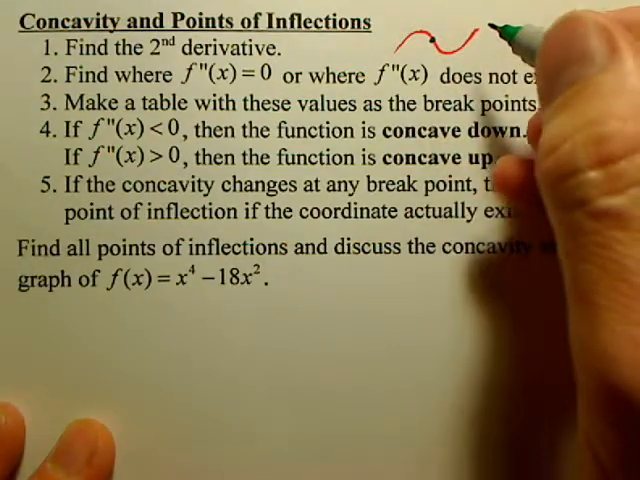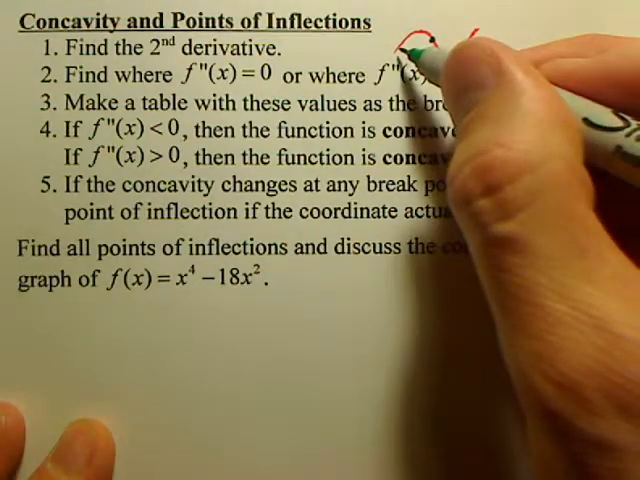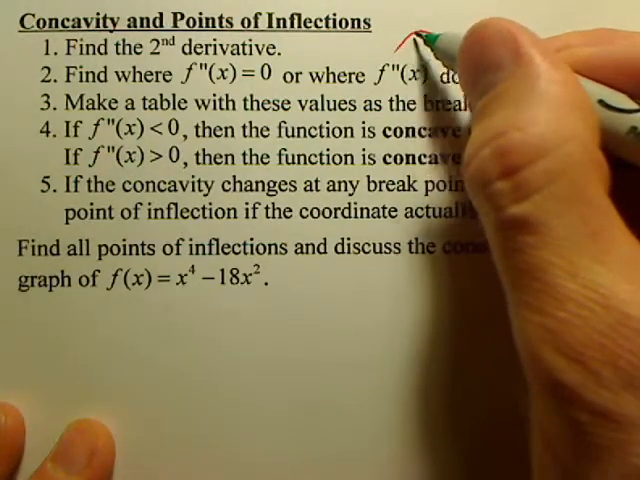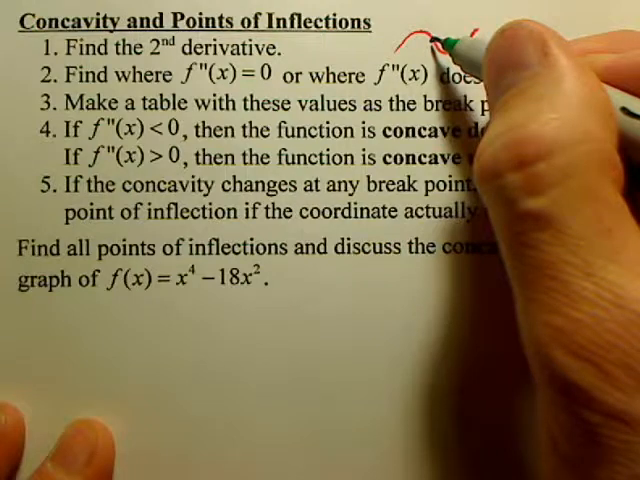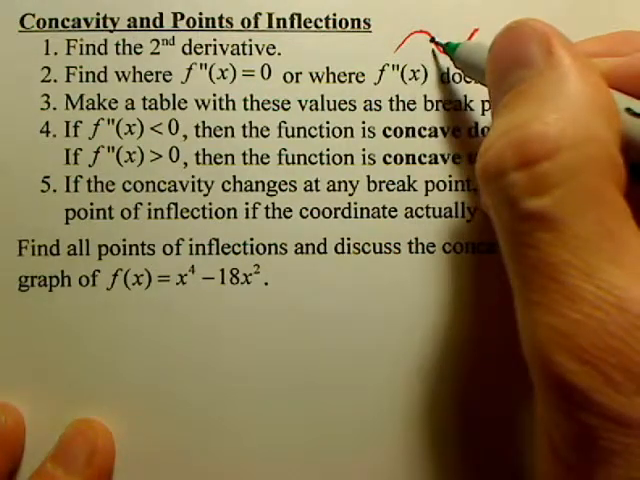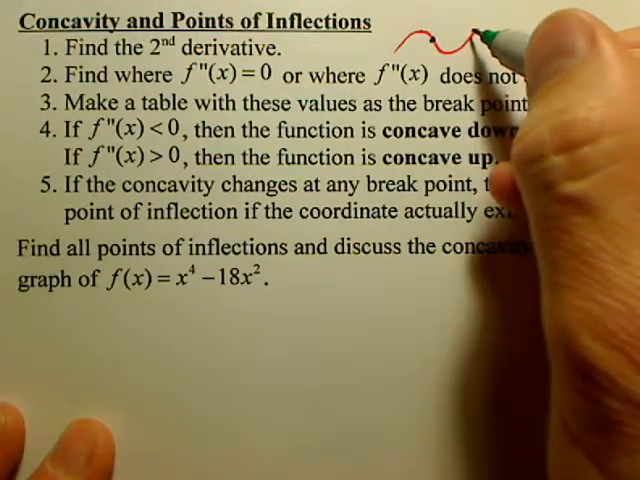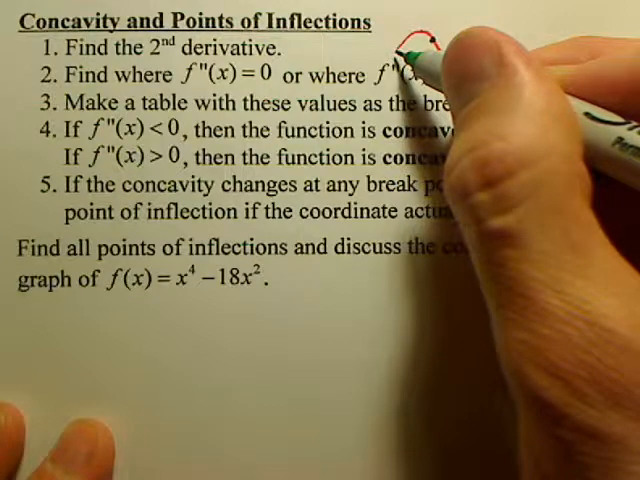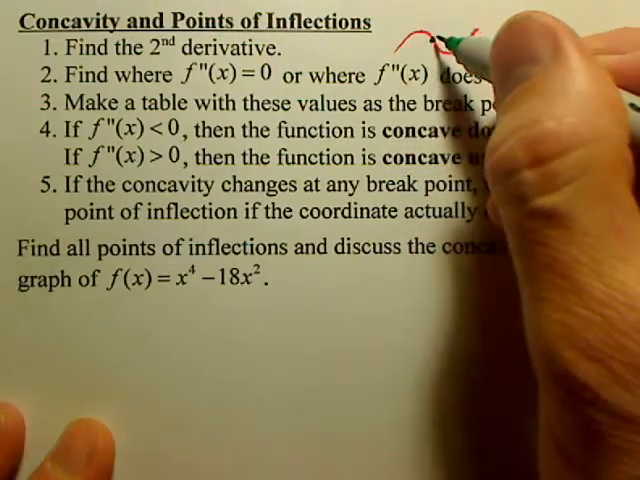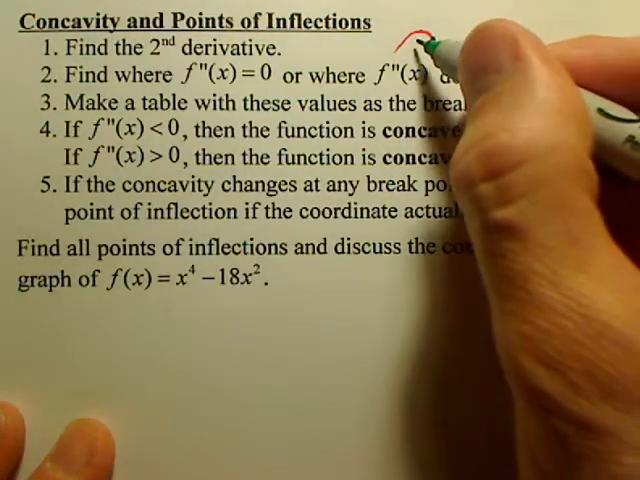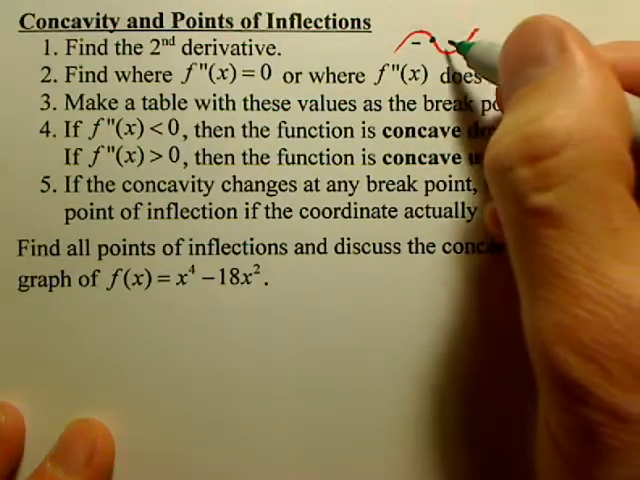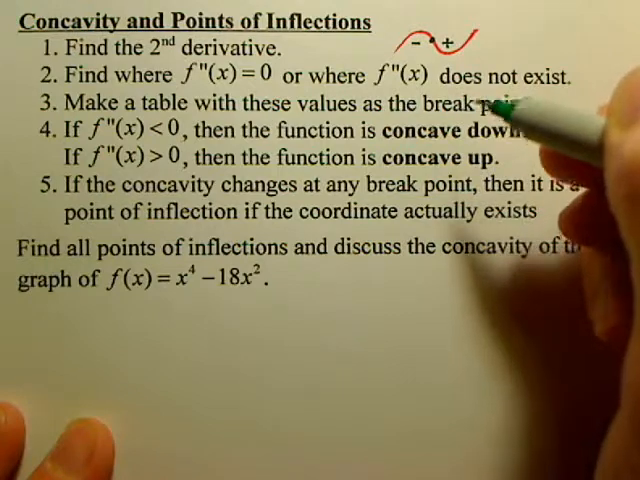And here's what concavity is. Concavity is basically when you see a graph that is kind of frowning, that is called concave down. Okay, when it's kind of smiling like this, it's concave up. So this is concave up, this is concave down. All right, when something is concave down, the second derivative is negative. When it's concave up, the second derivative is positive.